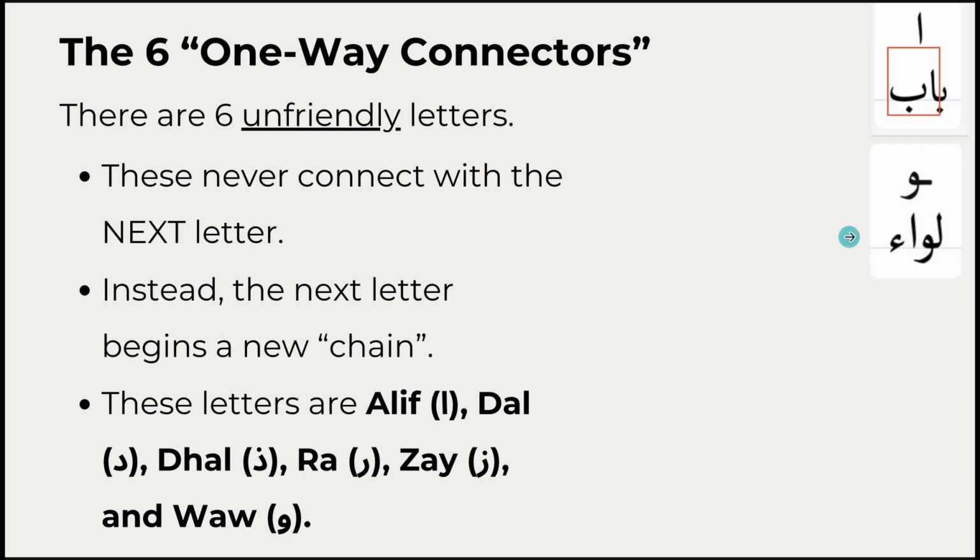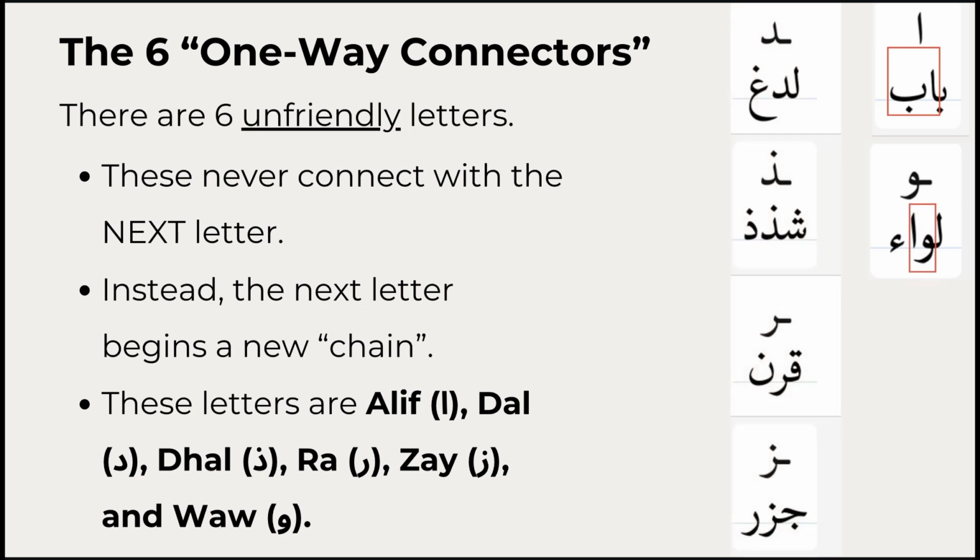Another unfriendly letter is the waw. We can see that the lam is connected with the waw, because lam is not an unfriendly letter. But the waw is not connected with the alif, because the waw is an unfriendly letter. So we keep a white space between the waw and the alif. And again, the alif is also not connected with the hamza. Why? Because alif, again, is one of the 6 unfriendly letters.